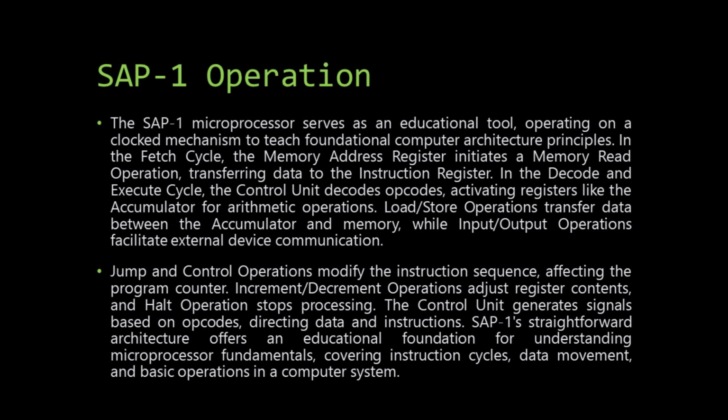Input and output operations facilitate the exchange of data with external devices utilizing the input register, or INR, and the output register, or OUTR. Jump and control operations such as jump, or JMP, and conditional jump modify the instruction sequence, influencing the program counter. Increment, or INX, and decrement, or DCX, operations adjust register contents, while the halt operation, or HLT, stops the processor. The control unit orchestrates these operations by generating control signals based on opcodes, directing the flow of data and instructions. This also includes a clock reset mechanism, synchronizing operations and resetting the system for subsequent cycles.